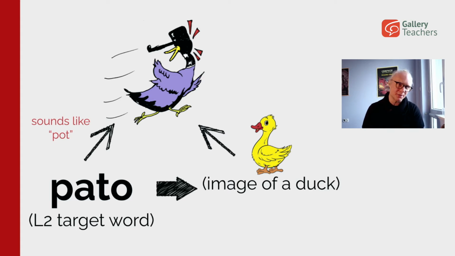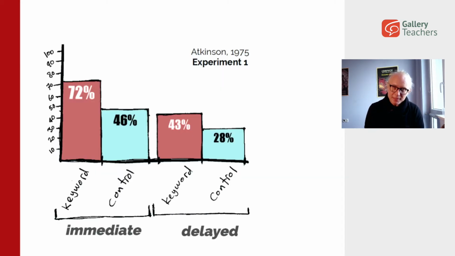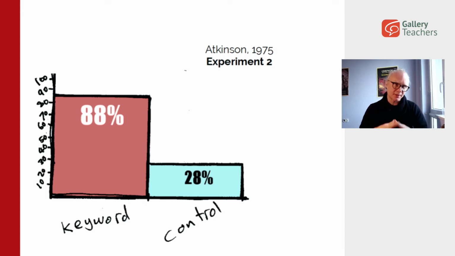Atkinson carried out a few experiments on this method. They were fairly similar to Bauer's and yielded similar impressive results. In one experiment where absolute beginners were given Russian words to memorize, he found that the respondents using the keyword method were able to recall between 24 and 26% more than the control group, who weren't trained in the keyword method. In another experiment, this time with Spanish vocabulary, the keyword subjects could recall 88% of the vocabulary, while the control group, this time only asked to use rote repetition to remember the words, only recalled 28%. So that's a 68% improvement.